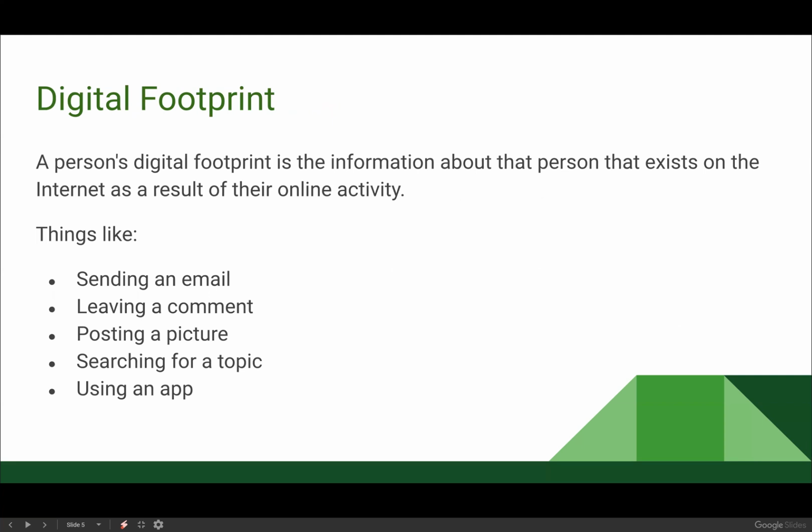So, a person's digital footprint is the information about the person that is going to exist on the internet as a result of what they are doing online. Like I was saying earlier, anything you do online is going to increase your digital footprint. Things like sending emails, leaving comments on videos or images or posts, posting a picture yourself, searching for something on Google, or using any kind of app, you're having data collected about you. You're generating your digital footprint. You're leaving your mark on the world as having done something.